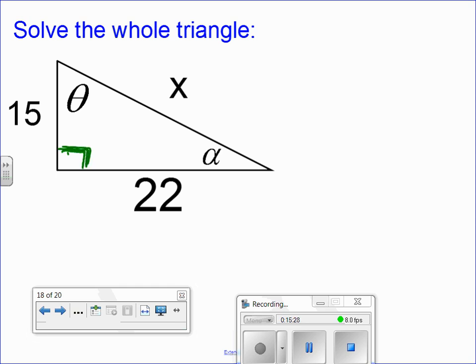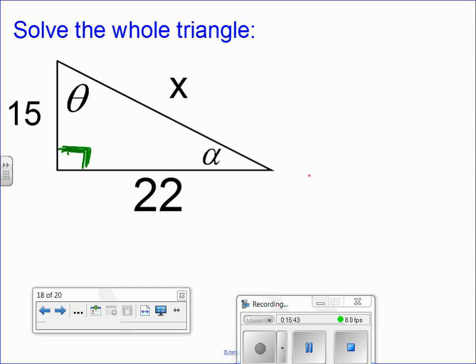And again, you have a choice of what you want to start with. Do you want to start by solving for theta? Or start by solving for alpha? You gotta start with alpha. It doesn't matter. You can start with any of the three. Let's solve for alpha first.